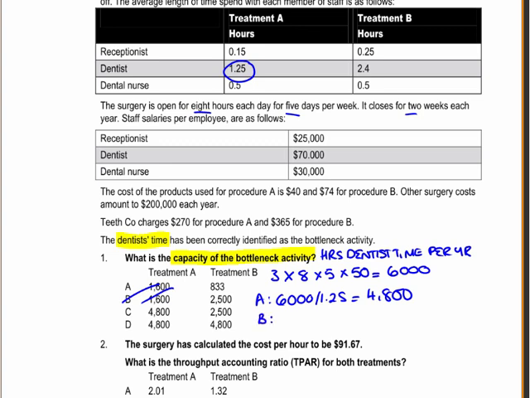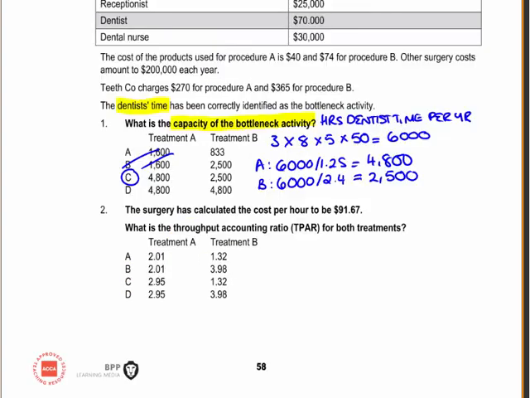And procedure B takes 2.4 hours. So that means we're going to be able to do less. So we can do 2,500 of those. So the correct answer is C. Question 2. What is the throughput ratio for both treatments?